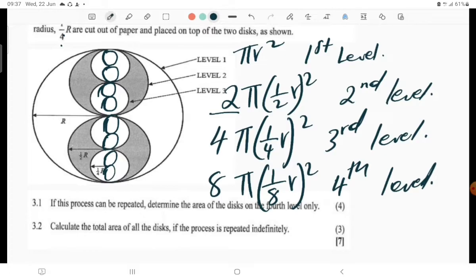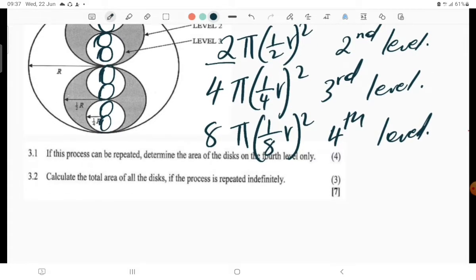So that means we are going to deal with this one. We can simplify it further: 8 pi times 1/64, then r squared. Therefore, 8 divided by that is going to be what?